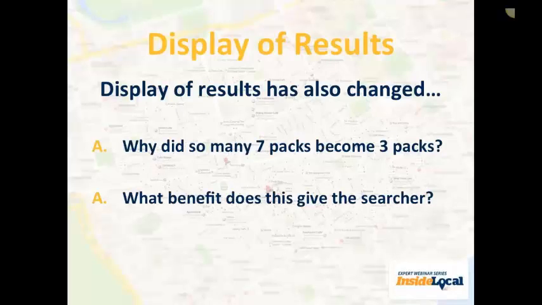Joy, why don't you carry on with this? Talk about display of results. The results have obviously changed, so what was the reason for so many 7-packs becoming 3-packs? And what sort of benefit does this give to the searcher, or what does it give to Google, as Mike talked about there, a quest for cash earlier? What's your take on it?